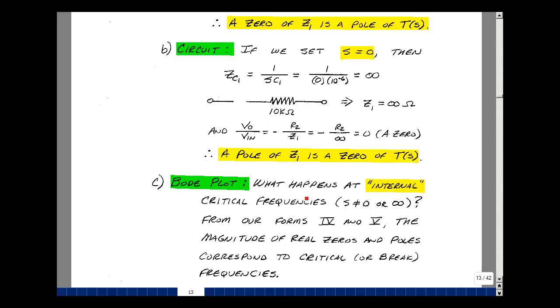Now what happens in our forms when we have internal critical frequencies? In other words, things that are not at s equals 0 or s equals infinity. Like in this last case, we had something at s equals minus 100. Well, the magnitude of our real poles and zeros corresponds to our break frequencies, or what we call critical frequencies.